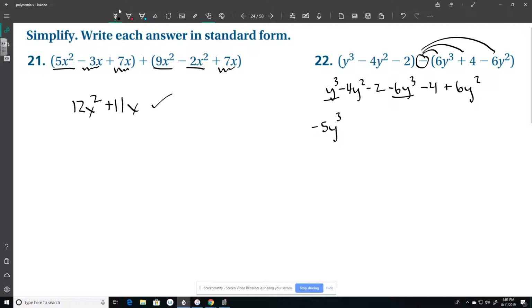Now let's look at squareds. Negative 4y squared plus 6y squared, that's 2y squared. And then negative 2 minus 4 is negative 6. And it looks like even though this is a negative, all I care about is the exponent. So that's already going from the biggest to the smallest. So that would be your final answer.